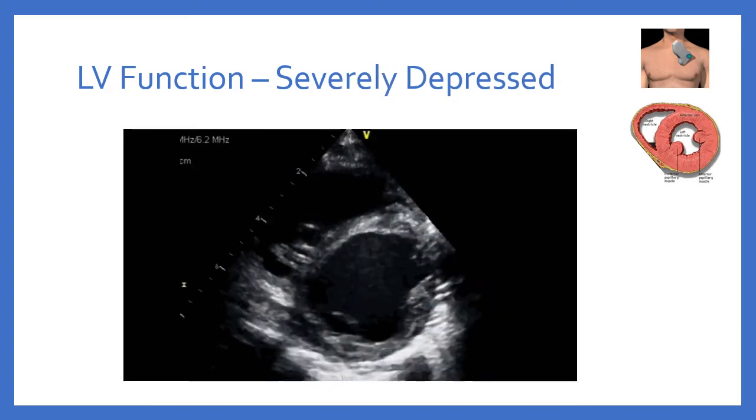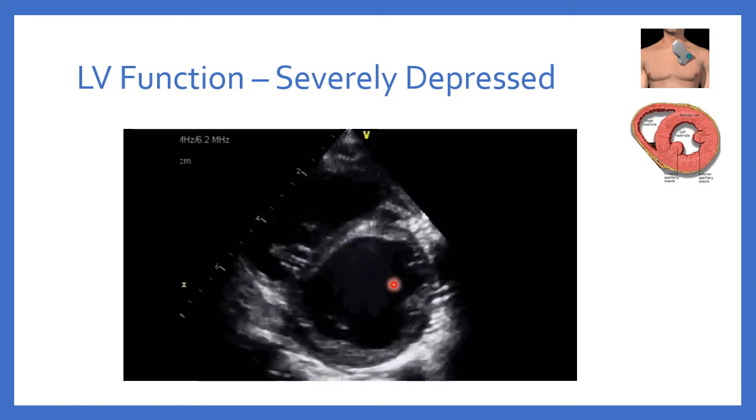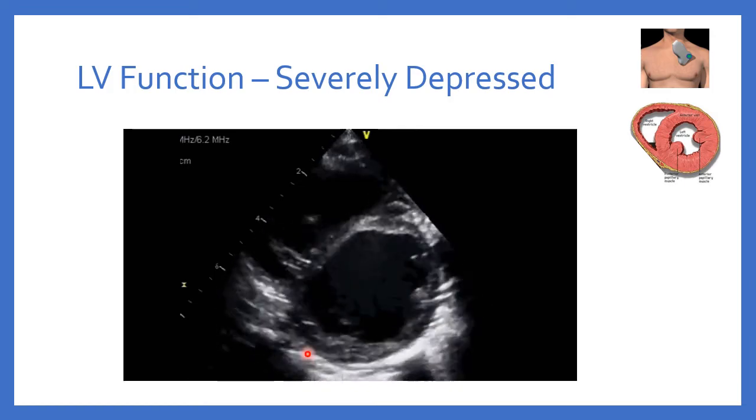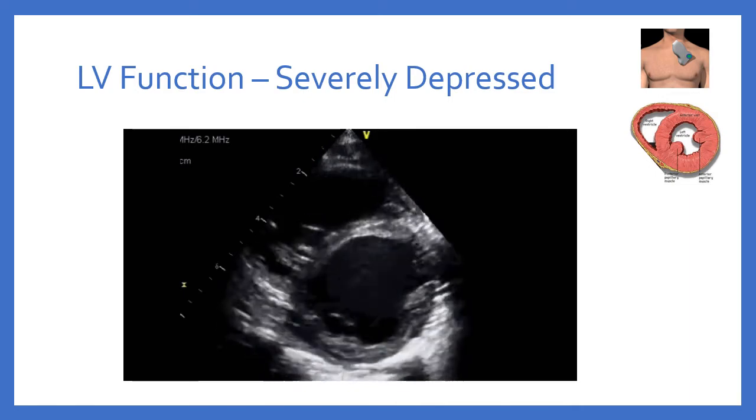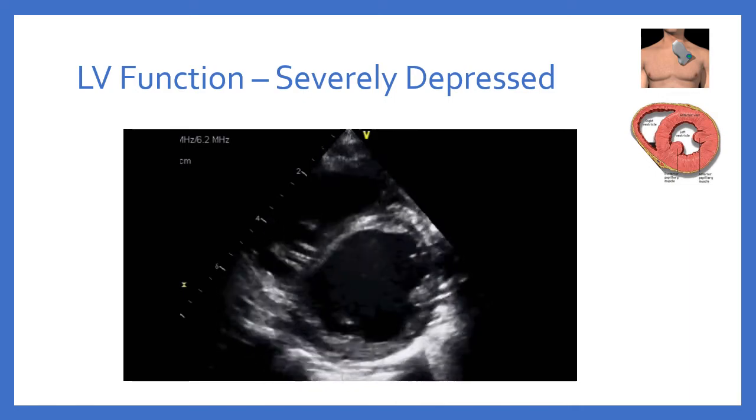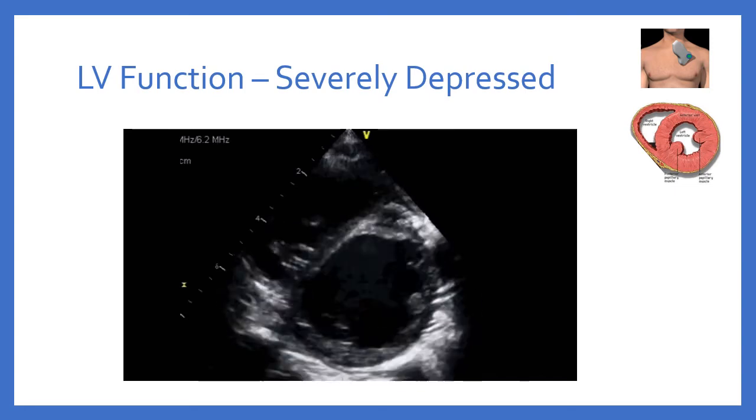Lastly, here's an example of a severely depressed left ventricle. Again, here the walls are barely thickening at all, the size of the ventricle is barely decreasing at all, and it's quite clear to see that this left ventricle is severely depressed.